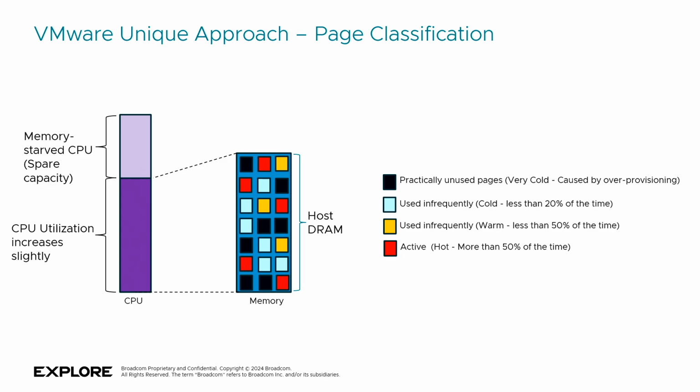Now when you look at our page classification, how we categorize memory pages, we can look at it as unused pages or cold pages, and warm or active pages. The other interesting thing is, in terms of active pages, when we look across the customer base, we don't see a whole lot of active memory usage, which means that at any point, that is how the workloads are really using the memory.